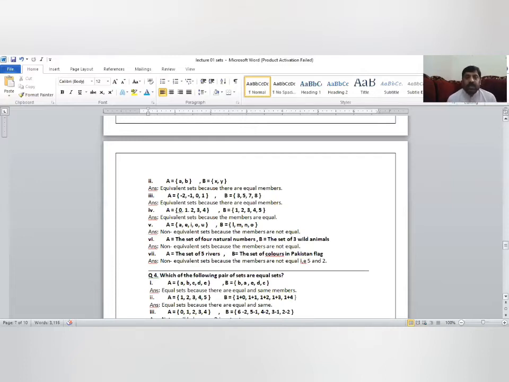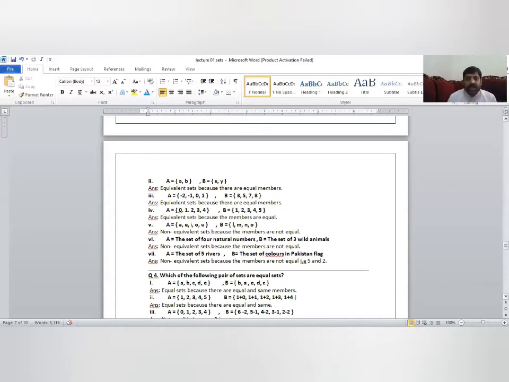Dear students, part number 5: set A consists of the set of vowel letters and set B consists of L, M, N, O. In the first set, we have 5 members. In the second set, B, we have 4 elements: L, M, N, O. So these sets are considered non-equivalent sets.